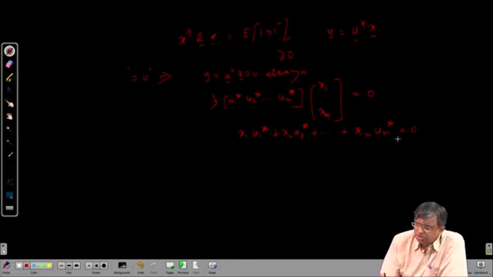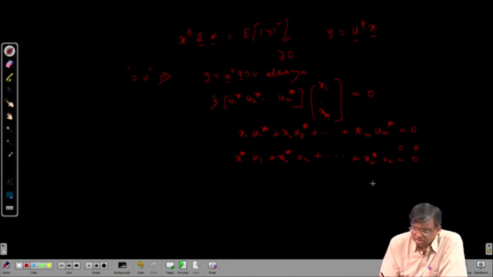I can take the complex conjugate of the left-hand side and right-hand side. The right-hand side is 0, so that remains 0, and this you can say x1 star, which is again a known constant, times u1, x2 star times u2, and so on, xn star times un equal to 0. Suppose all the coefficients x1 star, x2 star, xn star are non-zero, and still this is satisfied.